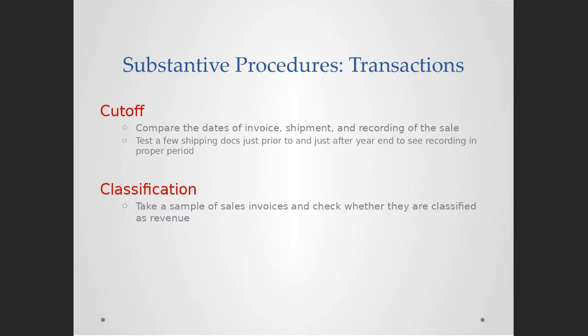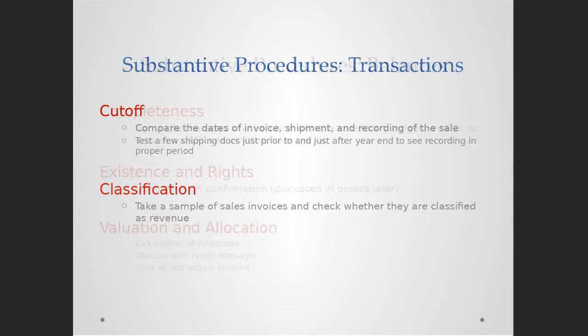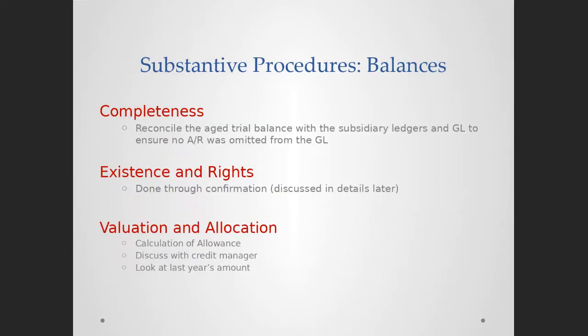And if you want to take that on after the exam, that is also fine because you have to prepare for the exam as well. Okay. Now we go to the next, which is the balances. Here we have the first assertion, which is completeness. What we have to do here is reconcile the aged trial balance with the subsidiary ledgers and general ledger to ensure accounts receivable was not omitted from the general ledger.